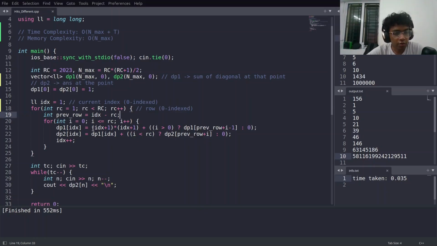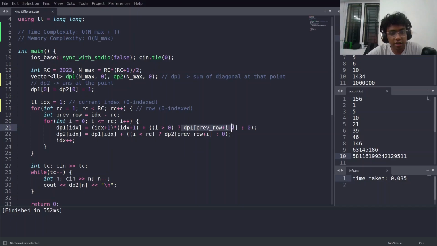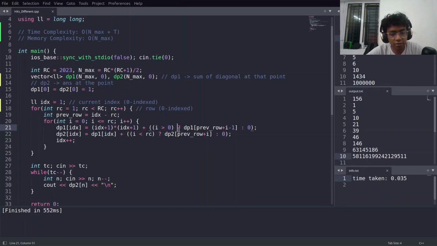We're going to do our current index plus 1 squared, plus dp of previous row plus I minus 1. The previous row is this point, and I minus 1 is one less than this I. This only exists if I is greater than 0. For example, here we cannot have an I minus 1; there's no previous I minus 1. There's only I minus 1 at these points in the previous row. That's why we're making sure that I is greater than 0.